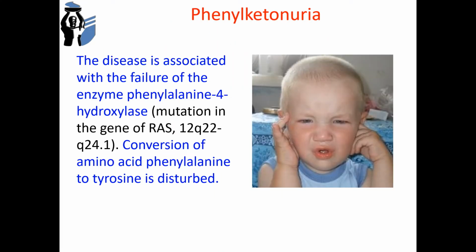The disease is associated with the failure of the enzyme phenylalanine 4-hydroxylase. Due to a mutation in the gene of this enzyme, conversion of the amino acid phenylalanine to tyrosine is disturbed. As a result, the toxic phenylpyruvic acid forms. It is accumulated in different tissues, including the nervous tissue. This leads to violation of the functions of organs and systems. A child with phenylketonuria is born healthy, but in the first week of life, if he is breastfed, symptoms of the disease develop.